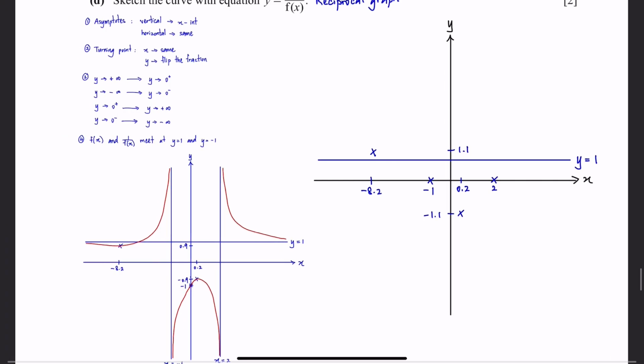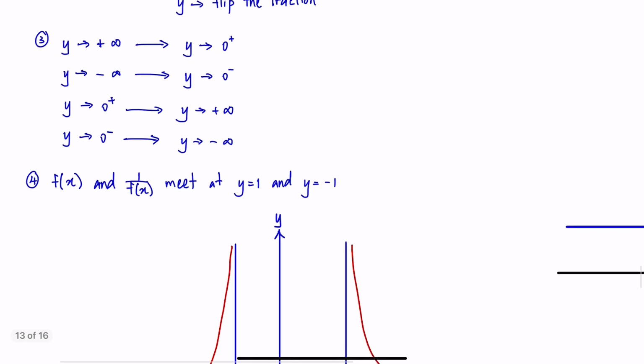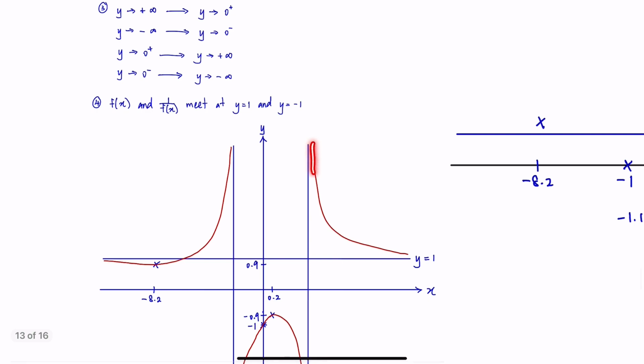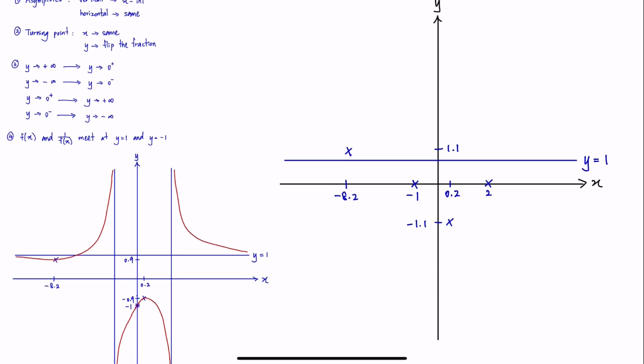And third part is the limits. So now I'll explain this part. When y is approaching positive infinity in the original graph, let's say here, it's approaching positive infinity. In the 1 over f(x) graph, it will be approaching 0.